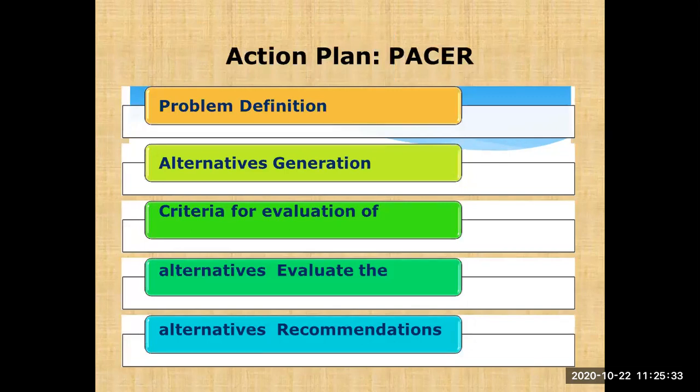Now, to achieve that given goal and objective, we should have an action plan ready. That action plan we can define with one acronym called PACER. The first P stands for problem definition. We should be able to define the problem, for which purpose we are coming together as a team, for which purpose we are solving that case. That problem should be definable. We should be able to identify that problem first, then only can we define it.